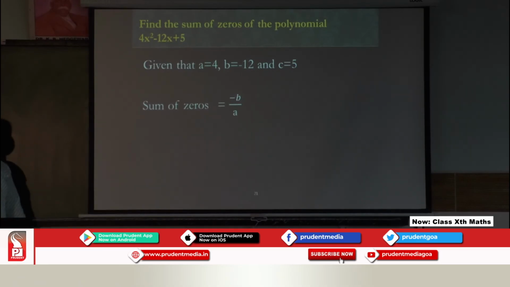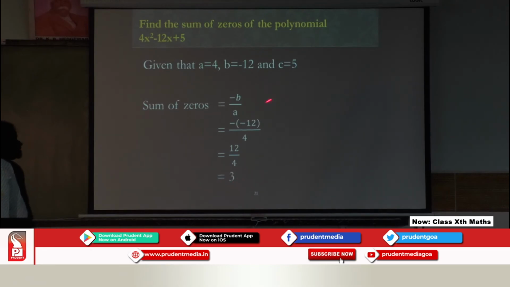Now, the main part is substitution. How do I substitute? Take care. This minus sign is a part of the formula. What is the b value this time? The b value is negative 12. So, substitute negative 12 here. Do not consider this minus sign for 12; this is part of the formula. This is the value of b. So, negative into negative is positive 12 upon 4. Your answer will be like this.